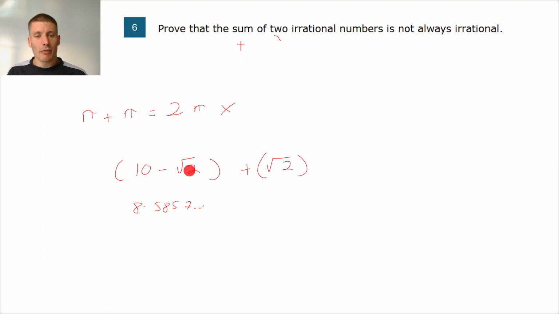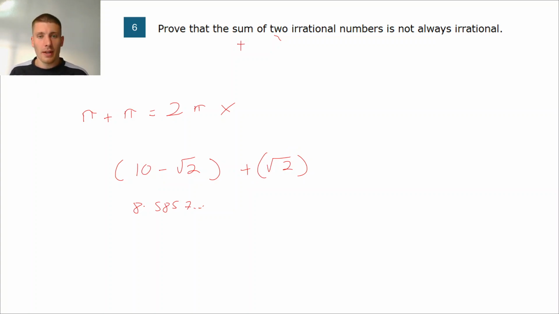Well, if you have 10 take away root 2 and you're adding on that root 2, this minus root 2 and the plus root 2 are going to cancel, leaving you with just the number 10, which is rational because it's just an integer. It's not a non-terminating decimal.